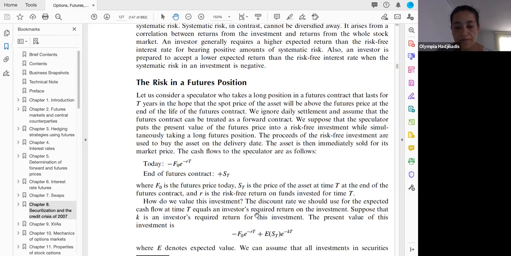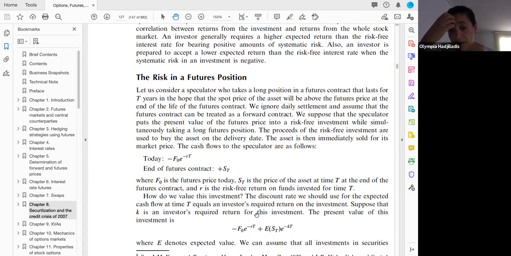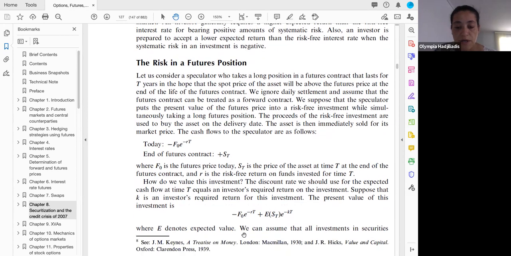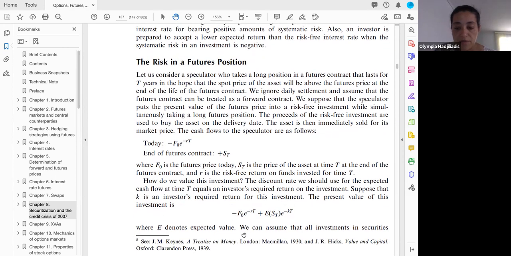How do you value this investment? The discount rate we should use for the expected cash flow at time T equals an investor's required return on the investment. Suppose that K is an investor's required return for this investment, then the present value of this investment is minus F0 e to the minus RT plus E of ST e to the minus KT, where E denotes the expected value.